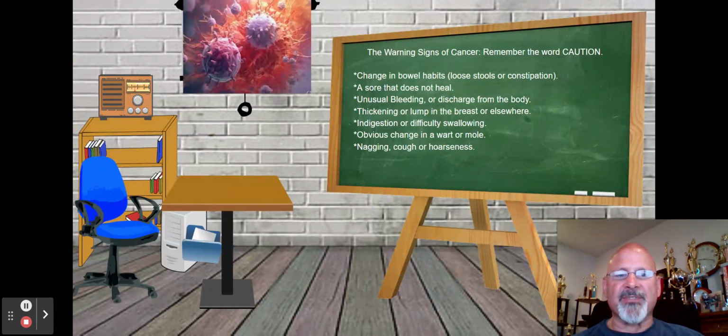The warning signs of cancer: remember the word caution. Change in bowel habits, loose stool or constipation, a sore that does not heal, unusual bleeding or discharge from the body, thickening or a lump in the breast or elsewhere, indigestion or difficulty swallowing, obvious change in a wart or mole, nagging cough or hoarseness.